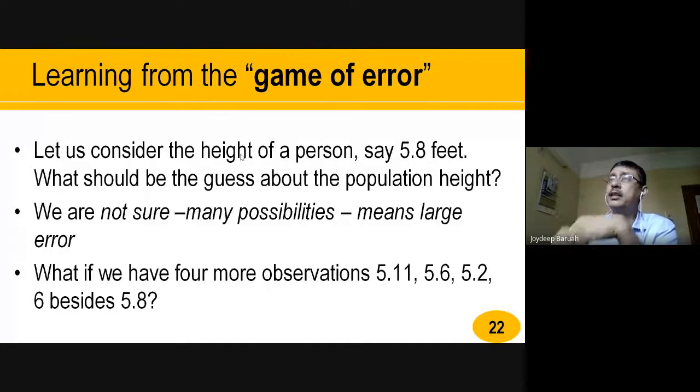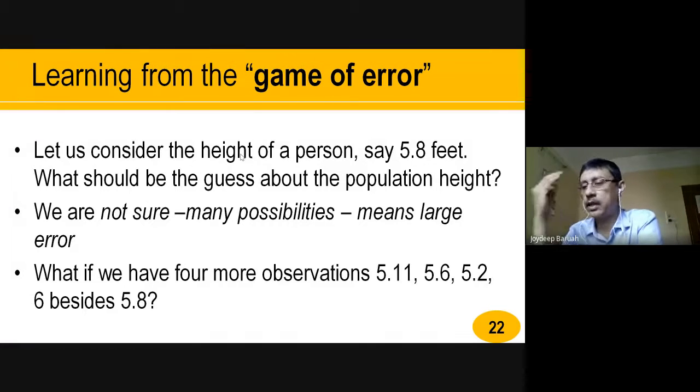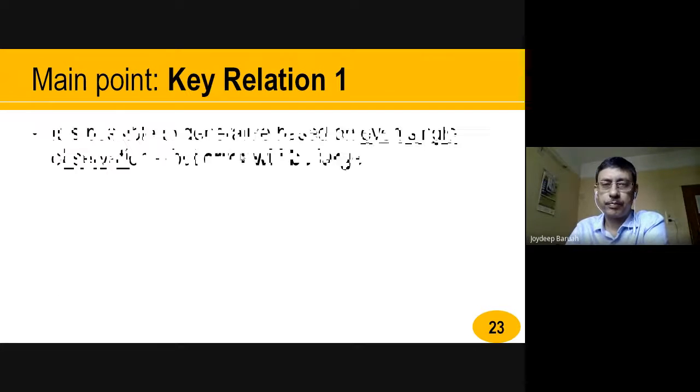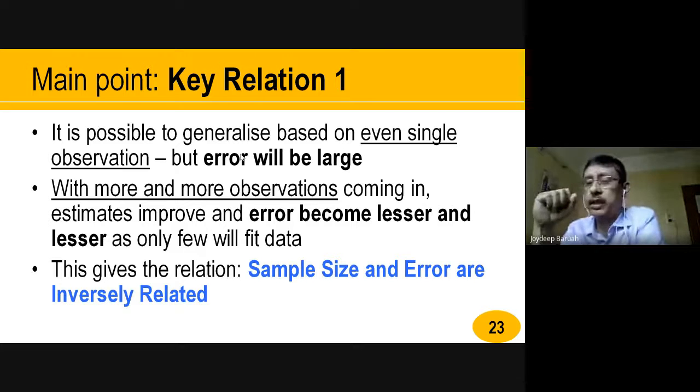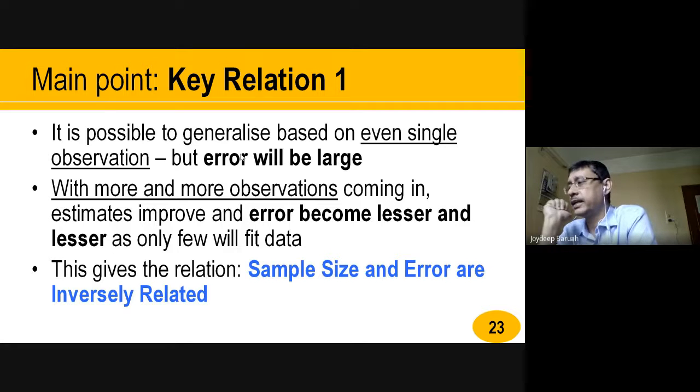If you collect more information rather than one, and some more information comes in, it will eliminate some of the possibilities, and the error becomes lesser and lesser. So this whole idea, the relation between error and observation units, gives you the relation that sample size and error are inversely related. That means the more units you have, the less the error is going to be. This is the first relation, and based on that we get the first equation: sample size and error are inversely related. The more units you have, the less the error is going to be. So this is what we have.